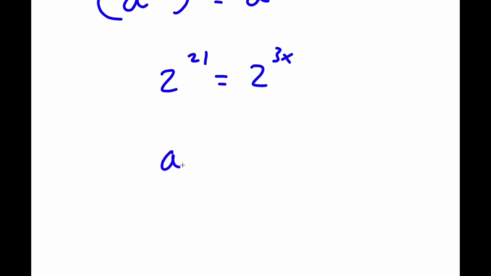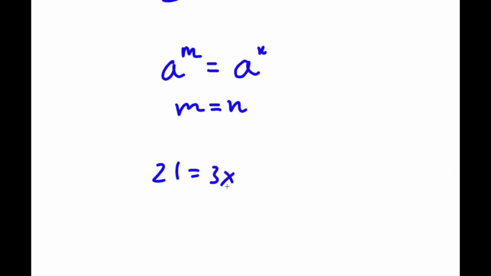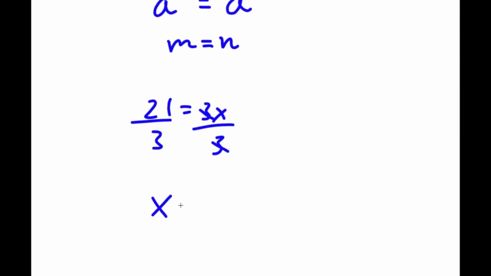Now, if I have something in the form a to the power of m is equal to a to the power of n, this means that m is equal to n. So in this case, 21 is equal to 3x. All I have to do to solve this is simply divide both sides by 3. These two cancel out, and I'll be left with x is equal to 21 divided by 3, which is simply 7. So x equals 7 is my answer.